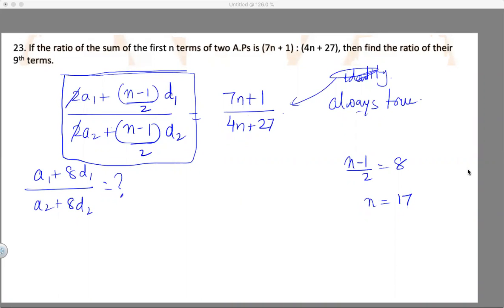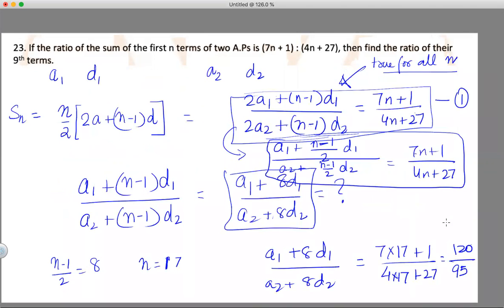Okay, what is the final answer of this question? The final answer we just did, right? 120 by 95. Obviously we can divide by 5 at least, so we will have 24 by 19. Okay, sir. Okay.